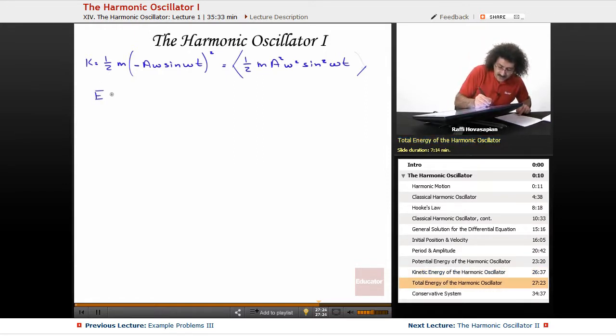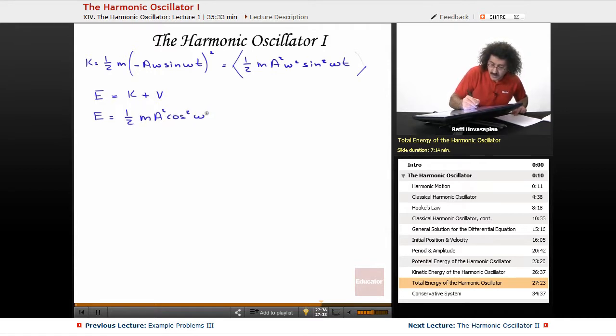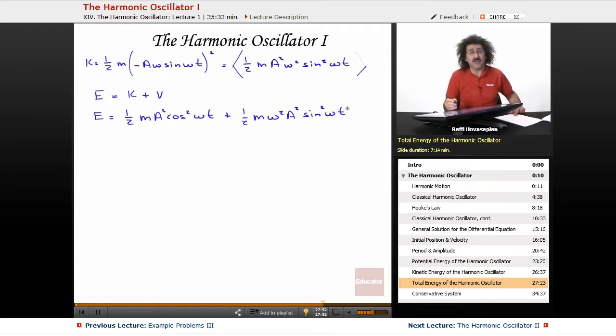Well, the total energy of the system, we know, is equal to the kinetic energy plus the potential energy. So our total energy, we just add them up. Just 1/2 m A squared cosine squared omega t plus 1/2 m omega squared A squared, sorry, I just switched the omega squared and A squared, sine squared omega t. So that's an expression for the total energy of the harmonic oscillator. When I plot these, this is what I get.